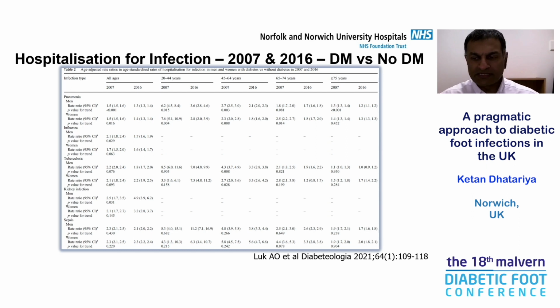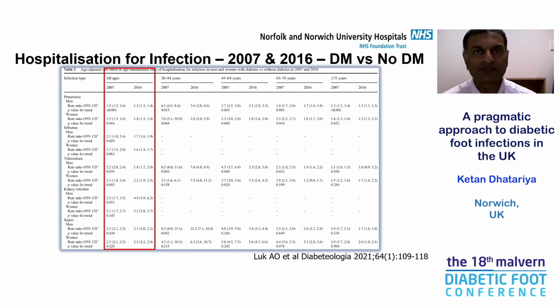I do appreciate this is a busy slide. I'm going to just focus on one little thing here. This is the list of hospitalization risk for people with infections, comparing people in 2007 with 2016, looking at people with and without diabetes. It doesn't specifically talk about the diabetic foot, but it talks about a variety of different infections. And if you can see here, it shows that people with diabetes have been almost twice as likely to be admitted for any particular infection when compared to people who don't have diabetes.